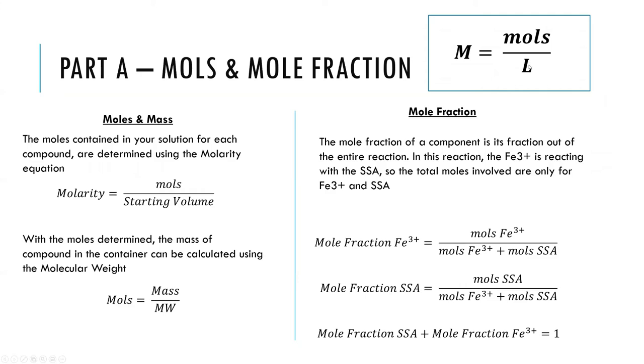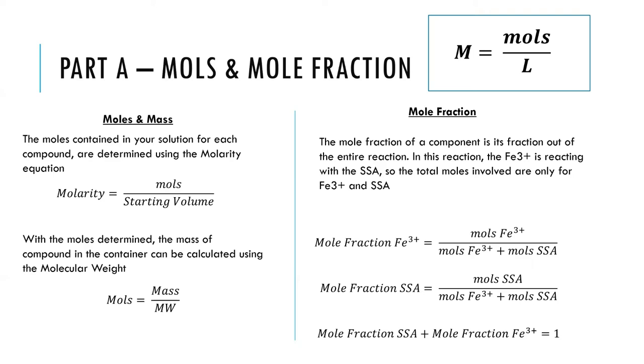In the first test tube, you're measuring out 1 milliliter or 0.001 liters of the iron 3 nitrate solution. And you have the molarity of that iron 3 nitrate solution, the molarity that's given to you on the stock bottle itself. By multiplying those two together, the molarity or the concentration times the volume that is used of that particular solution, you can solve for how many moles are contained in that particular test tube. You'll be determining the moles contained in each test tube for both the iron 3 plus ion as well as that sulfosalicylic acid molecule, the SSA.